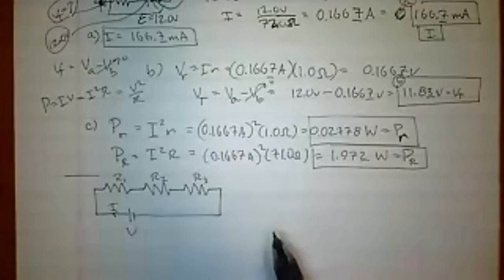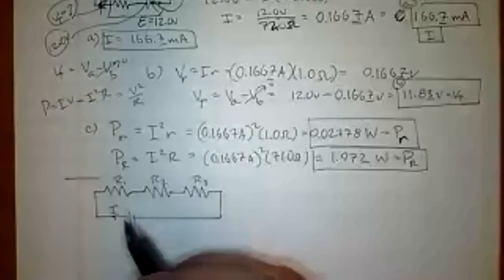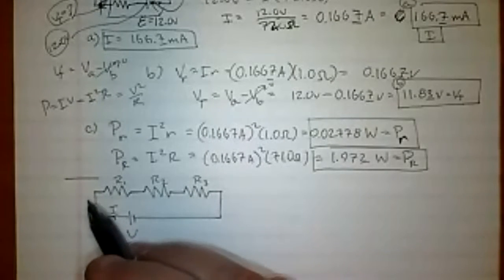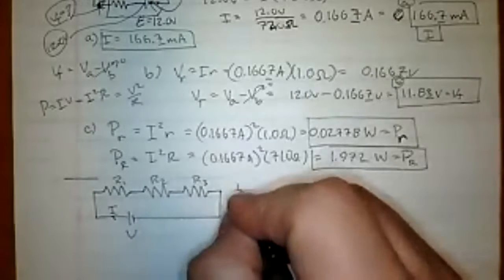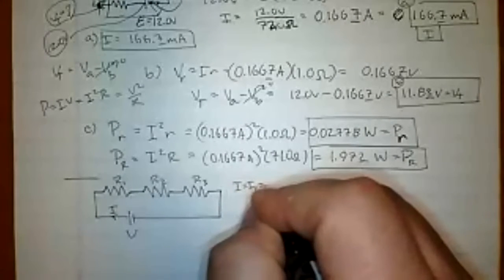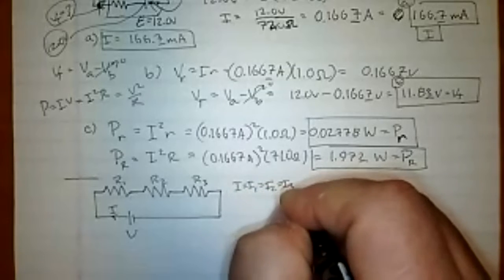Current's the same through all of them. Exactly. That's the nature of series. The charges have no alternative path to follow. So I is equal to I1 is equal to I2 is equal to I3.